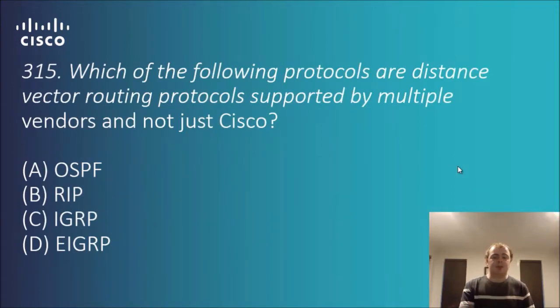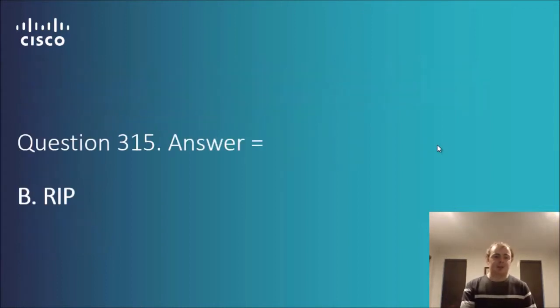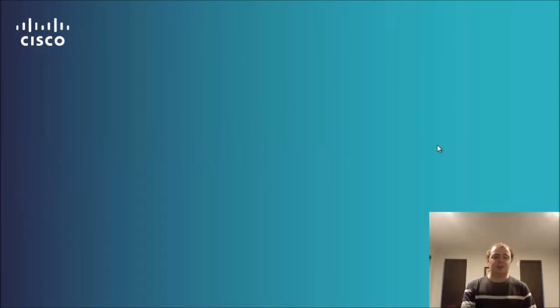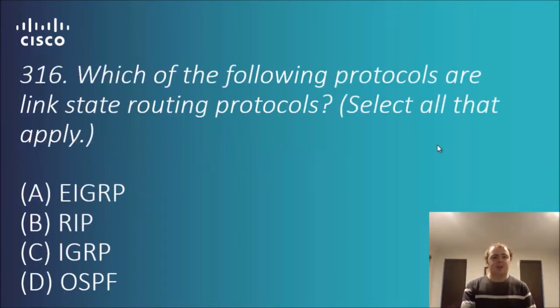315, which of the following protocols are distance vector routing protocols supported by multiple vendors and not just Cisco? We've got OSPF, RIP, IGRP, and EIGRP. Okay, so this one's a matter of knowing, I suppose, which ones are Cisco or not. The answer for this one, because it's an open distance vector routing protocol, is RIP, so the answer is B there. And yeah, it's kind of like an open source routing protocol, if you like.